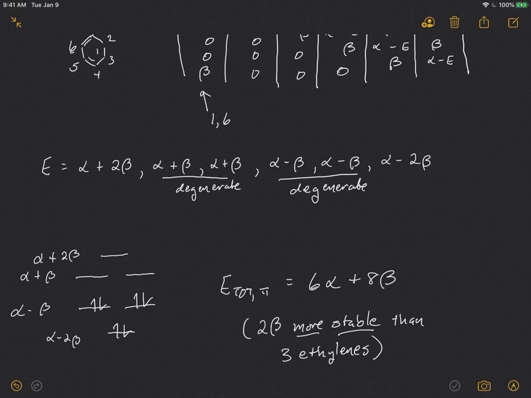We have 3 double bonds in the system, so that means that we have 6 electrons in our pi system. And so if we fill that up and then count up all of the energies of each of those electrons, our total energy is going to be 6 alpha plus 8 beta. And so this ends up being 2 beta more stable than 3 ethylenes. If we had 3 ethylenes, we'd have 6 alpha plus 6 beta. But here we have 6 alpha plus 8 beta. So there's this additional stability, perhaps because we have a cyclic system.